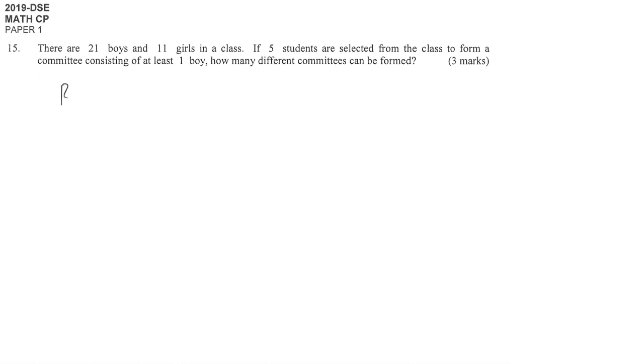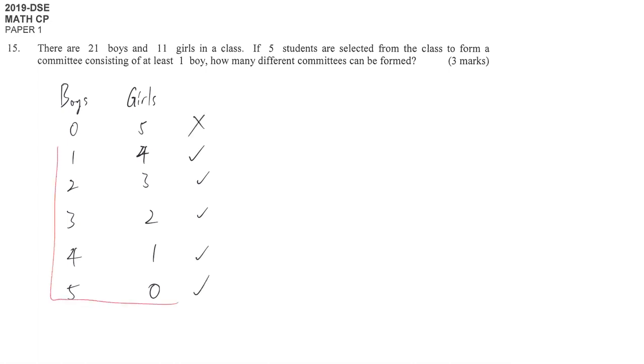The first situation is we have 0 boys, all girls, and then 1 to 4, 2 to 3, 3 to 2, 4 to 1, 5 to 0. What we are concerned with is the combination of at least one boy. That means 1 to 5 are all acceptable. Only the first one we don't accept.